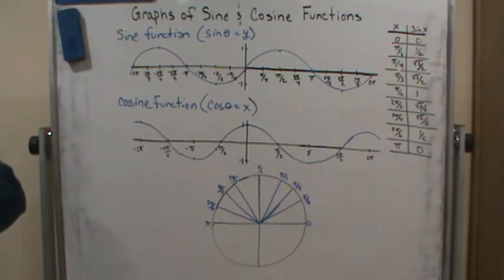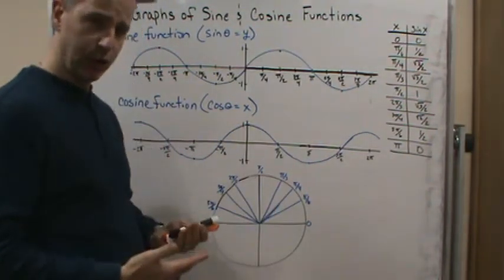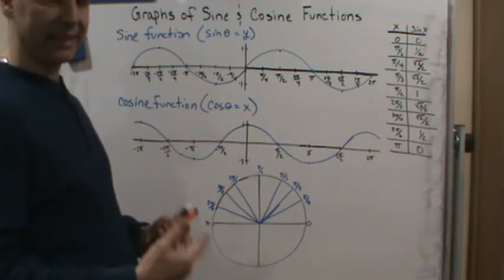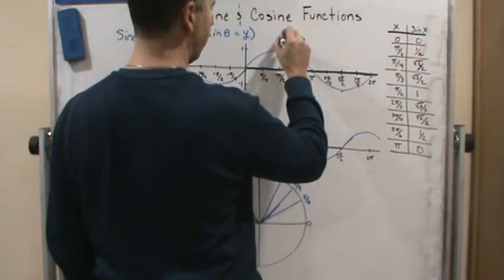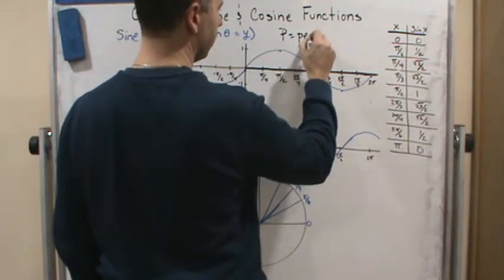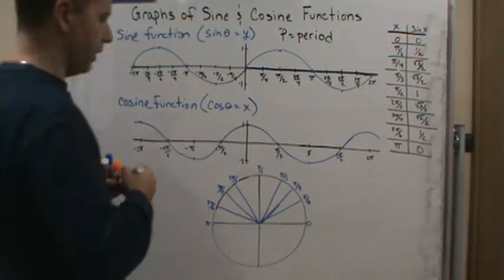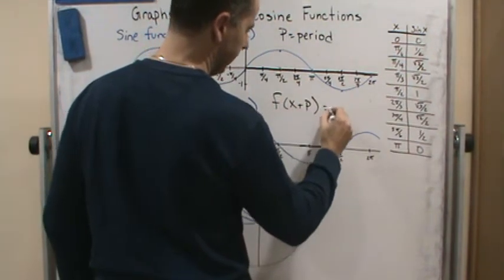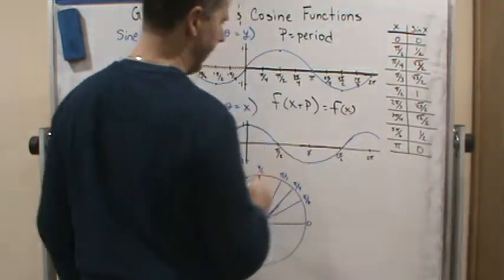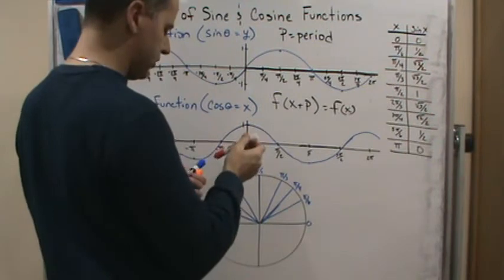Okay, so there's the period, right? Since this is a periodic function, there's the period. So remember, the period is the smallest horizontal shift that gives you the exact same function. So P is the smallest positive horizontal shift that gives you the same function. So in other words, f of x plus p equals f of x. So in this case, for sine and cosine, that shift is 2 pi.